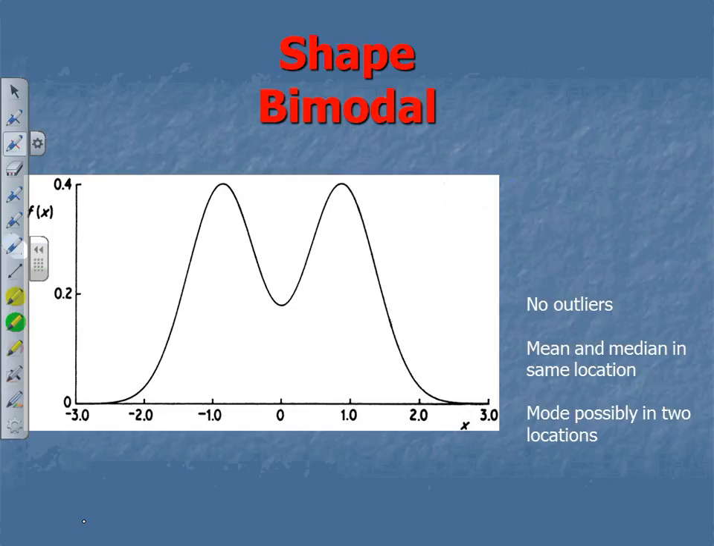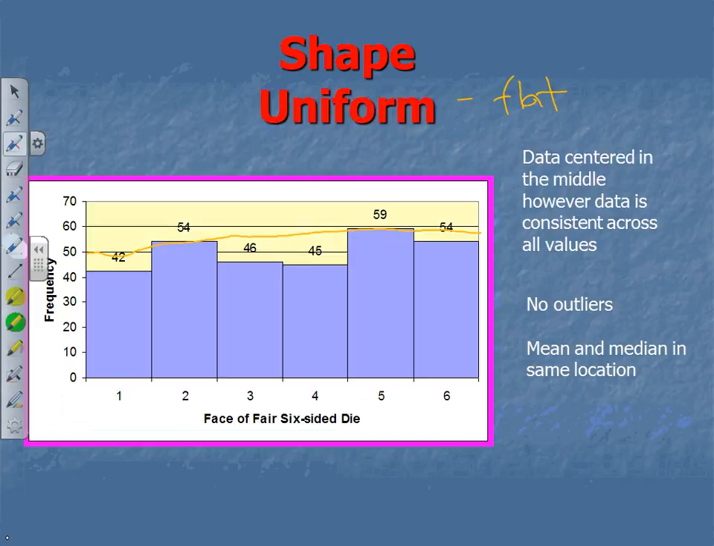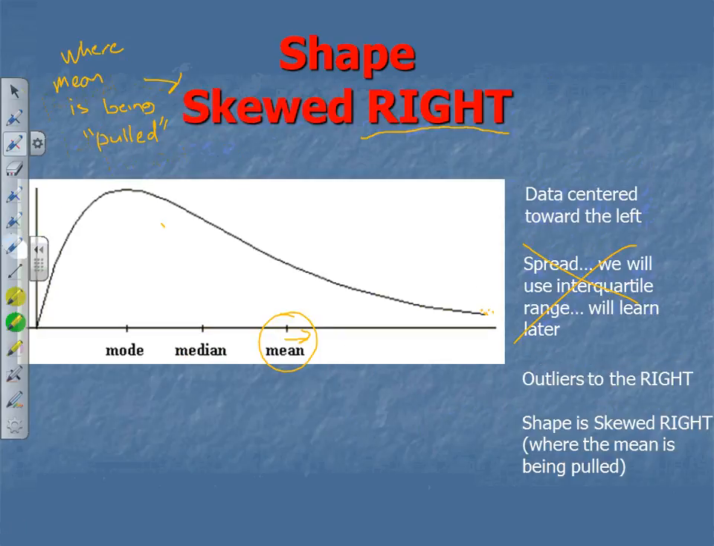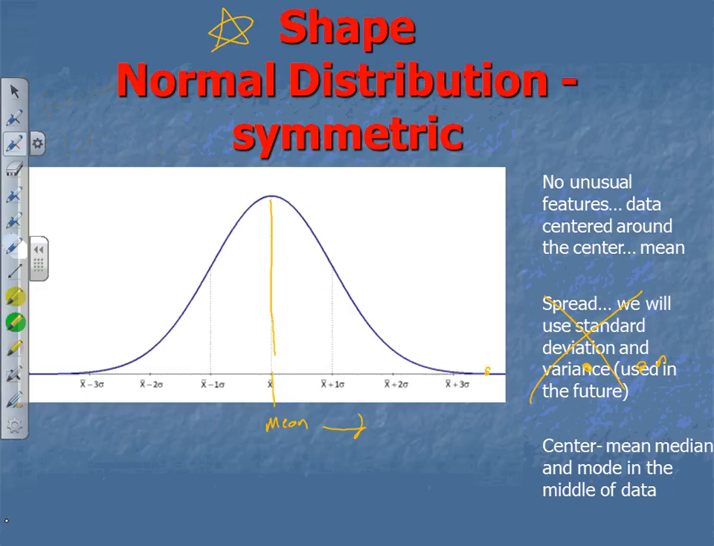Not necessarily outliers. The mean and the median will be in the middle right here. However, the mode and most of the data will be centered in two locations. So this would be a bimodal distribution. You won't see this that often. What you will see more often than not is this. I'm going to talk about how this distribution is very, very powerful.